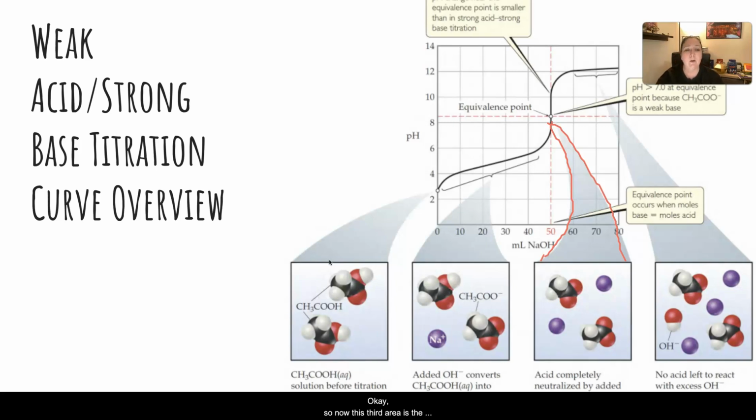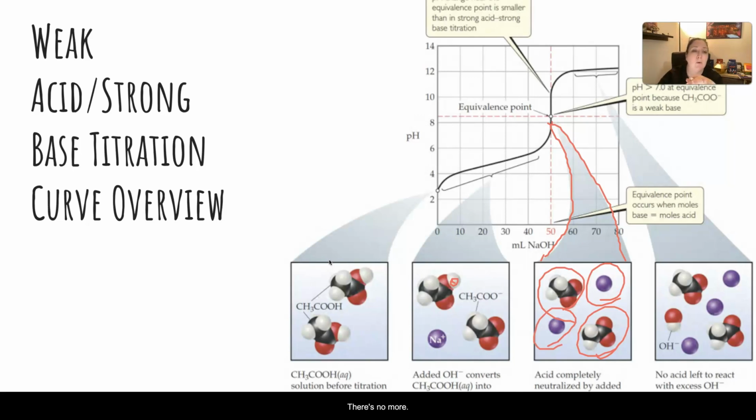Okay, so now this third area is where the acid has been completely neutralized. You notice there are no acids floating around. Remember, the little white dot here is the acidic proton. It's all gone. All I have is the acetate ion, and I have some Na+.